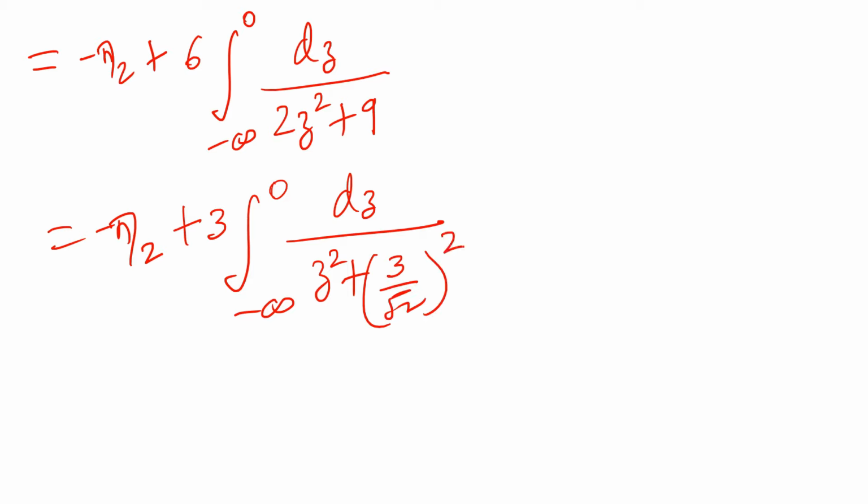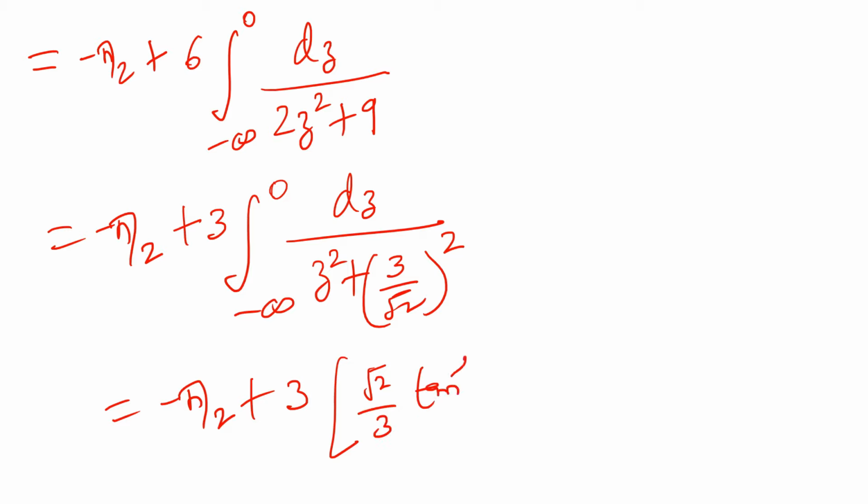Fine. Now students, we have to just use the formula dx upon x square plus a square. And what is that? It is 1 upon a tan inverse x by a. So that means this expression now becomes minus pi by 2 plus 3 times 1 upon a, meaning root 2 by 3, tan inverse z upon 3 upon root 2. So that means it is root 2z upon 3. And the limits are minus infinity to 0. So now just put the limits and get the final answer.